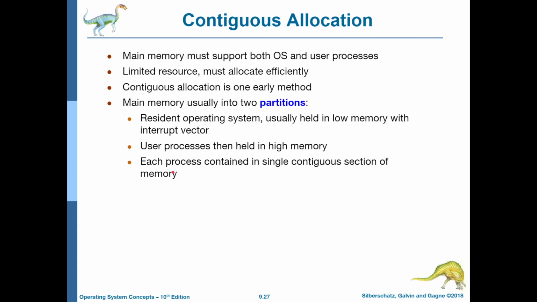Each process is contained within a single contiguous section of memory, meaning that, and contiguous, this is an important term, means unbroken. So a process, from its start address to its end address, does not have anything in between, like other processes or operating system data.